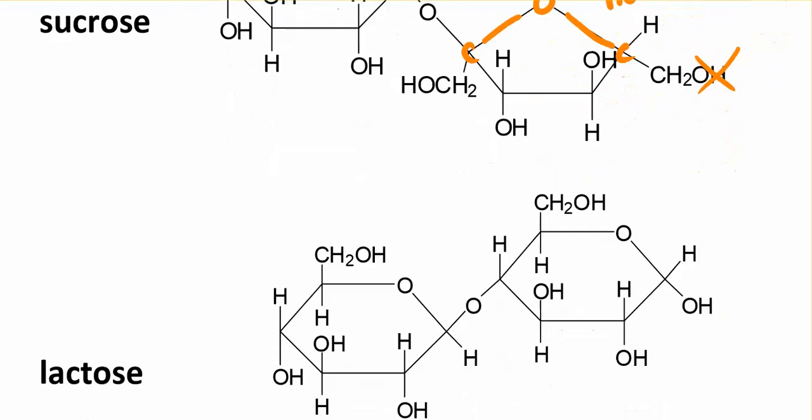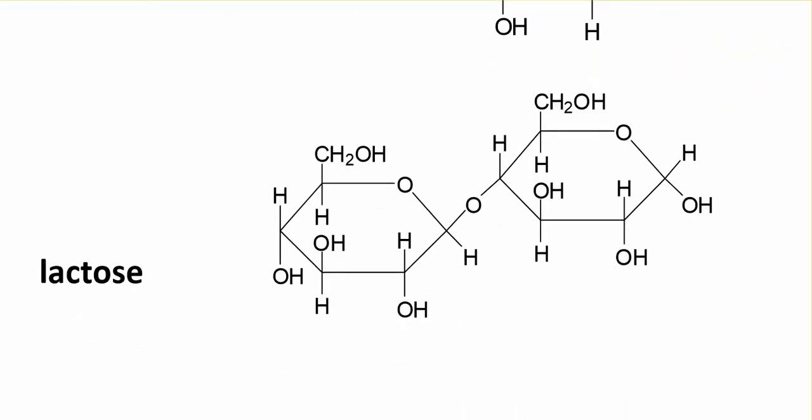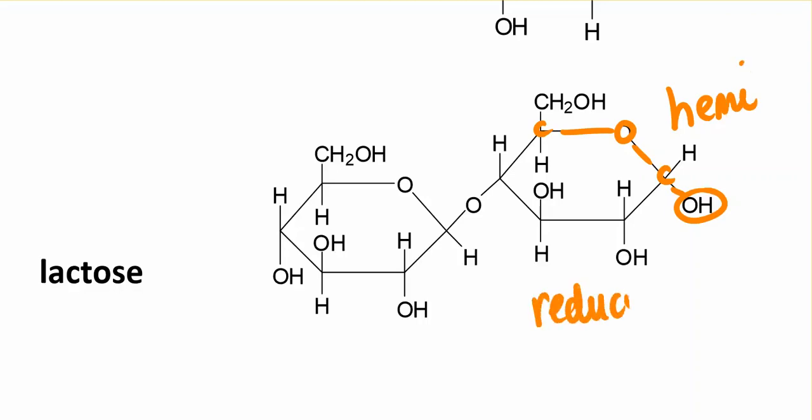What about lactose? That's another disaccharide that's pretty common. Can you find its hemiacetal? Look on the right-hand ring, find the oxygen in the ring, find the carbon on either side, and there's an OH coming right off of that ring. So this one does have a hemiacetal. This is a reducing sugar. So if I test it with Benedict's reagent, I will get a color change.